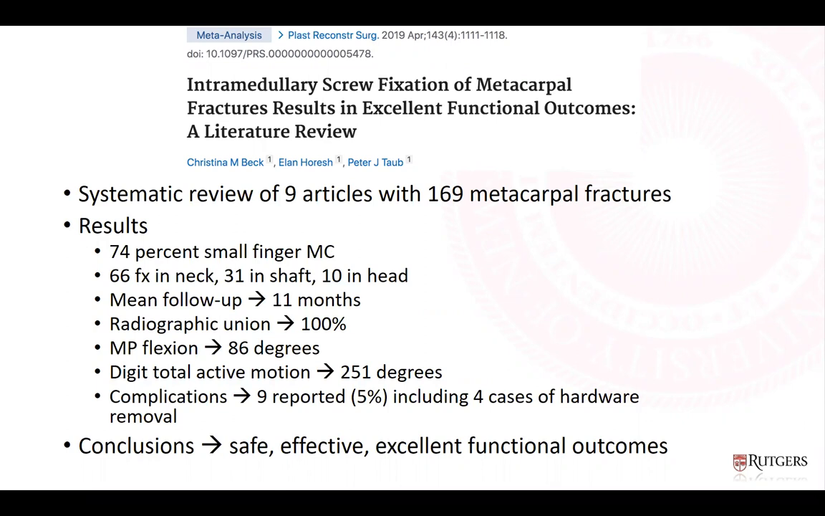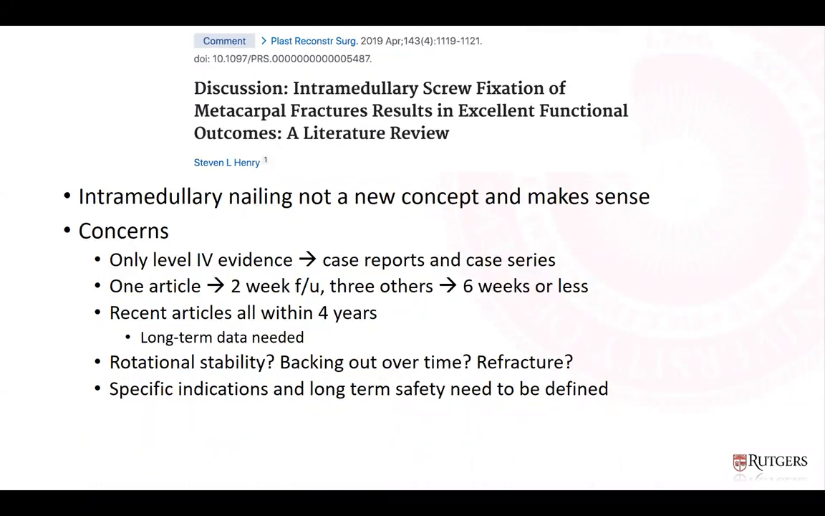There was a 100% radiographic union with good MP flexion and total active motion. There were only 9 reported complications, including 4 cases of hardware removal. The authors therefore conclude that this is a safe and effective option for metacarpal fractures that has shown good outcomes. These results certainly sound promising, but some people warn that it may be too early to tell the appropriate indications for this technique. There were a couple of comments on this paper published in the same journal.